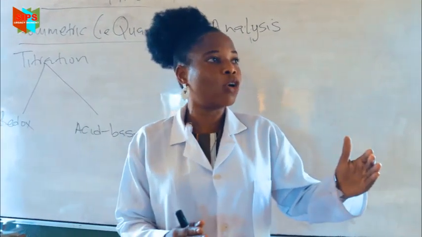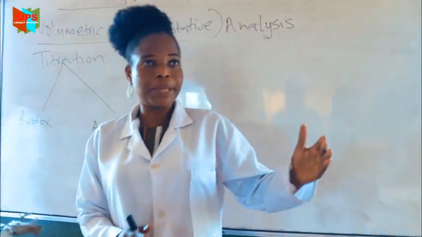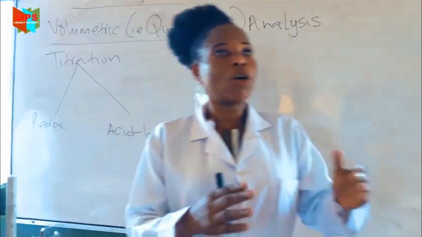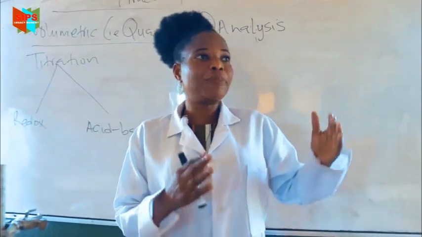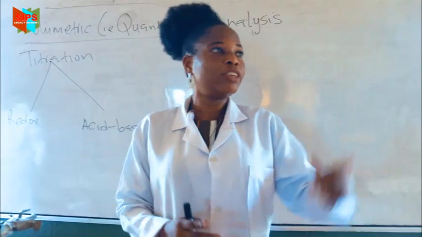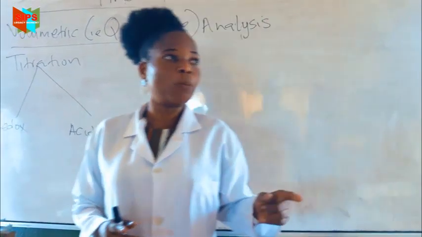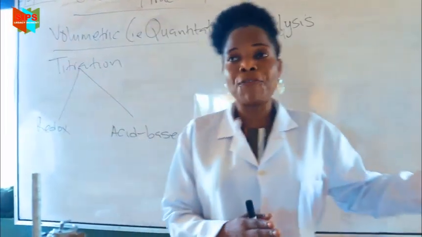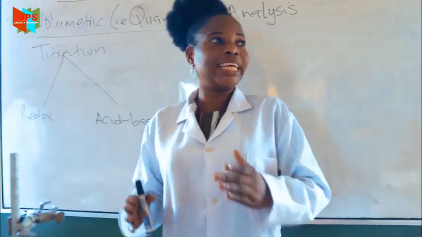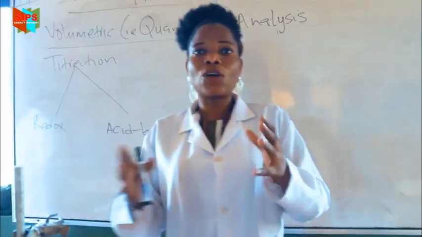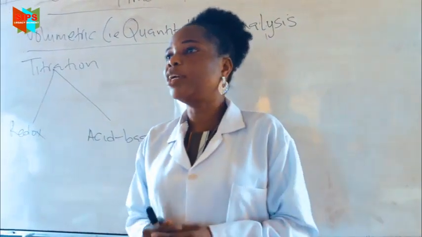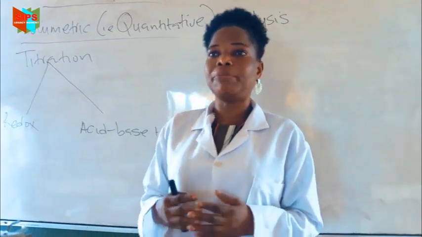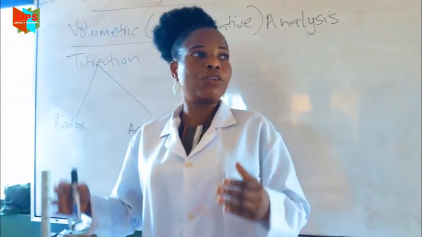The color of methyl orange in basic medium is yellow, while in an acidic medium it is pink. Then we also have methyl red. The color of methyl red in basic medium is yellow, while in an acidic medium it is red. At the end point, the color of methyl red is orange, and the color of methyl orange at the end point is orange as well. So methyl red and methyl orange are orange at the end point.